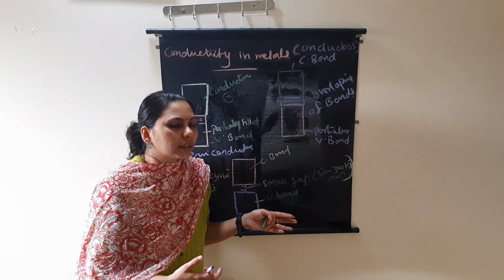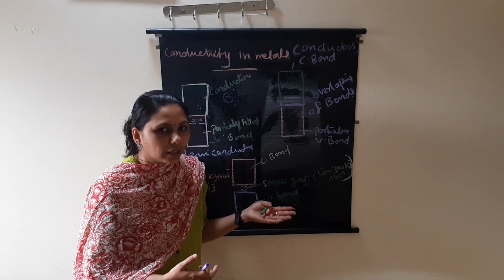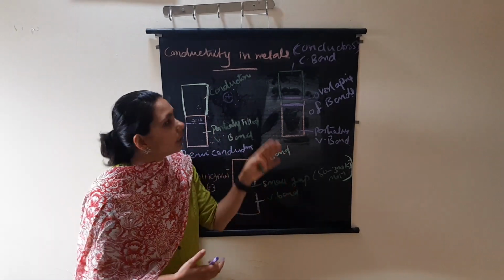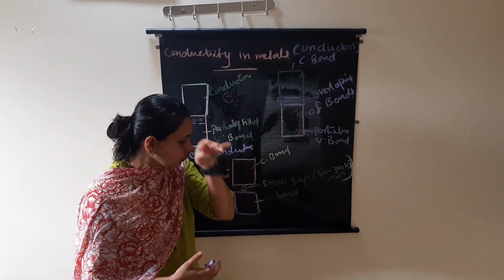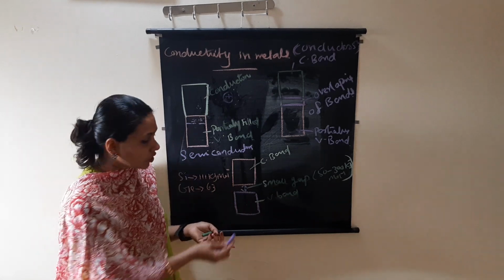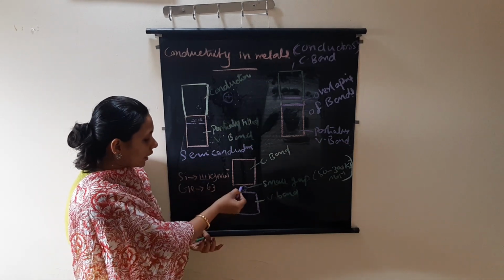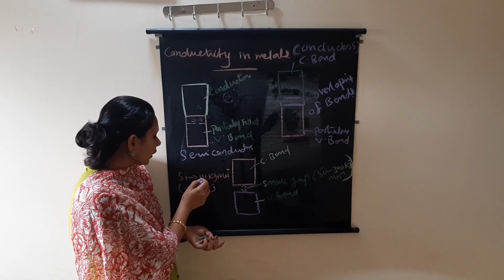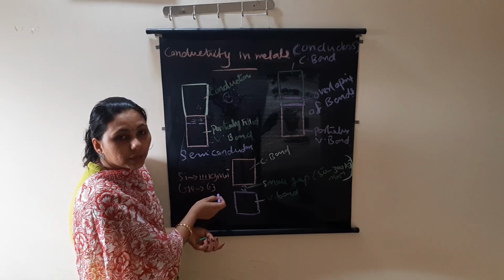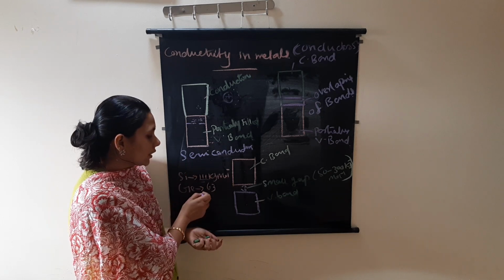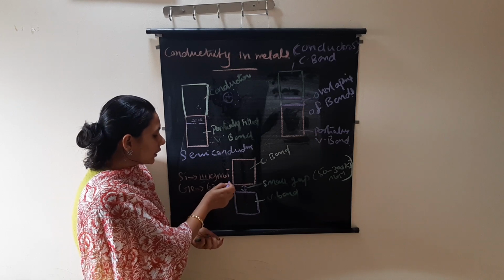Examples for semiconductors are germanium, silicon, etc. Examples for conductors are all the metals. Here, the energy gap in the case of silicon is found to be 111, and for germanium it is 63 kilojoules per mole. In the case of silicon and germanium, these are the energy gap values.